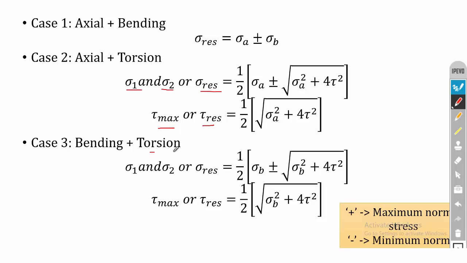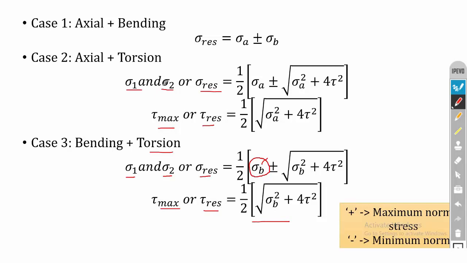Then in the case of bending plus torsion, the only difference is that bending stress will be acting. Since there is no axial stress, sigma x is replaced by sigma b, and here also no perpendicular stress is acting, so we can neglect sigma y. If you substitute plus here, you get the maximum principal stress; if you substitute minus, you get the minimum principal stress. These can be considered the resultant normal stresses, and this is the equation for the maximum shear stress.